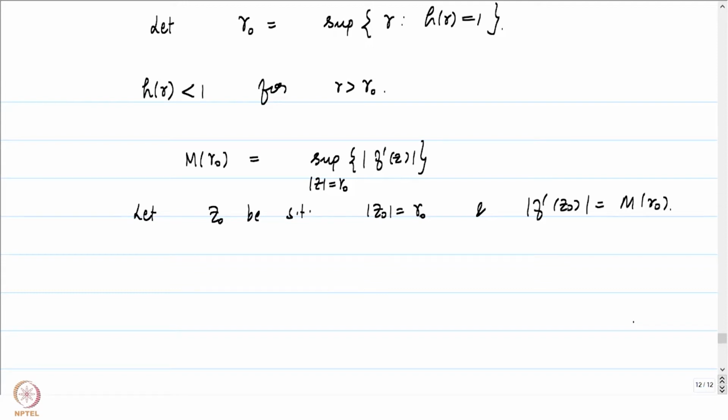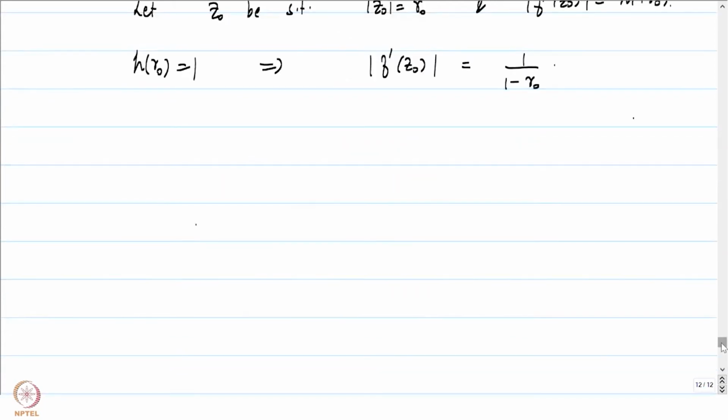We also know that h of r naught is equal to 1. Remember that h of r naught is equal to 1, which tells us that 1 minus r naught times the absolute value of f prime of z naught is equal to 1, which tells us that the absolute value of f prime of z naught is equal to 1 by 1 minus r naught. Now consider the following disk. Let rho be equal to half of 1 minus r naught, and consider the disk of radius rho around z naught.